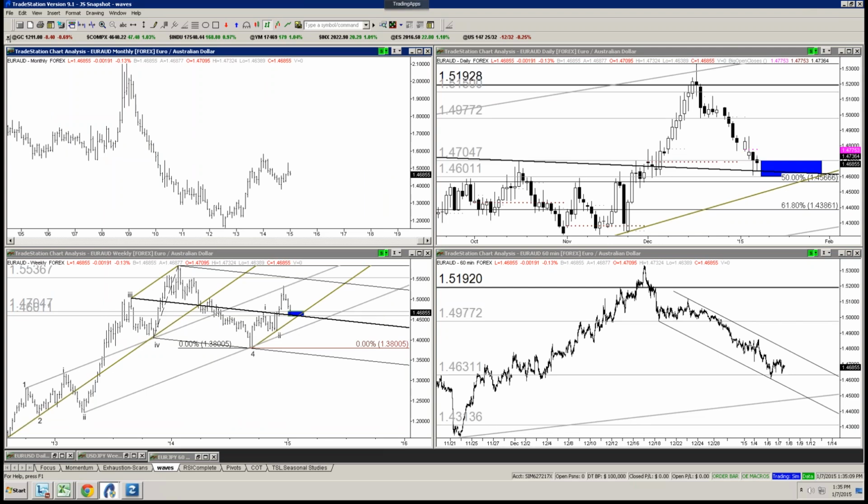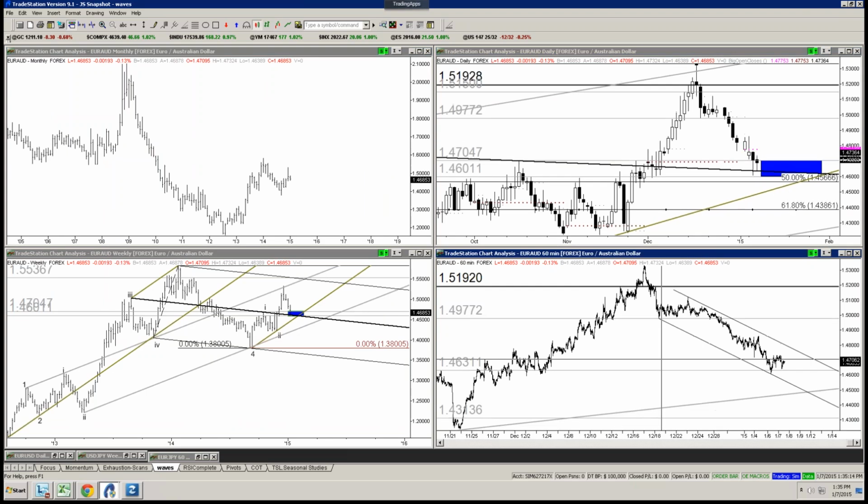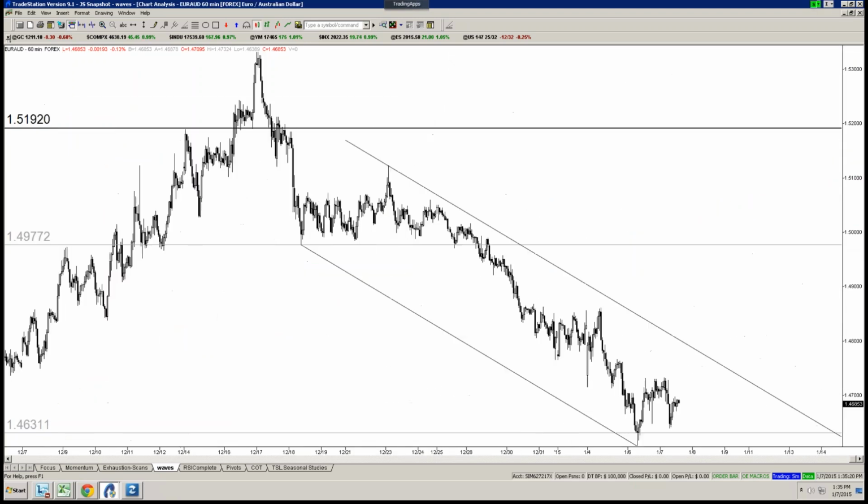See this move, the most recent move off the low. 46.45 is 61.8. You can see we've spiked down through there and come back the last couple of days, okay?